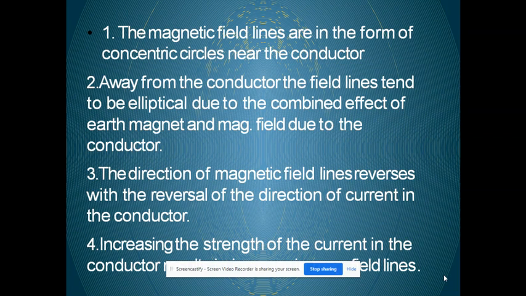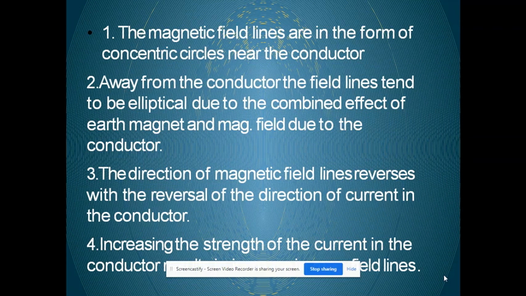Third, the direction of magnetic field lines is reversed with the reversal in the direction of current in the conductor. It means if the current in the conductor goes in the opposite direction, then the direction of magnetic field lines will also be reversed.